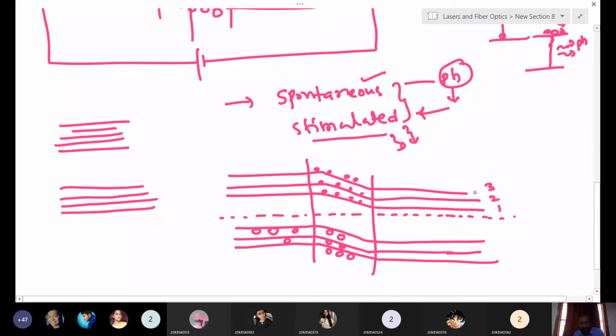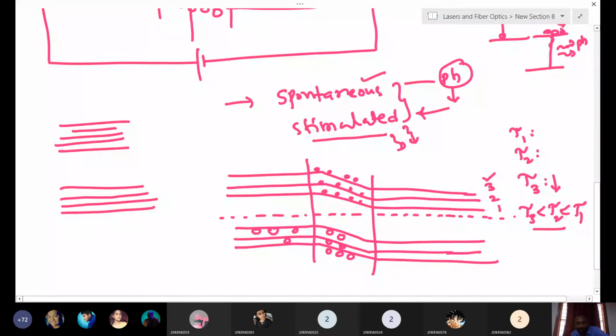The third state has a lifetime higher or lower compared to the others, tau 3, tau 1, tau 2? Which one has the higher energy state in this conduction band? Tau 3. Yes, the third level is the highest energy. That means the lifetime of this third level is lesser, right? Low. So tau 3 is less than tau 2, which is less than tau 1.